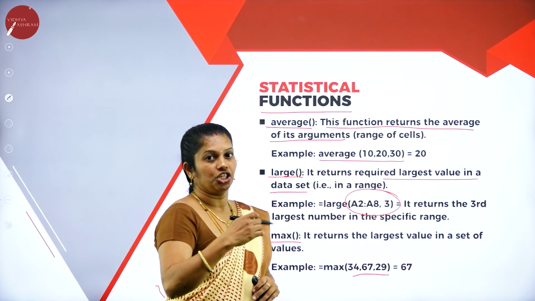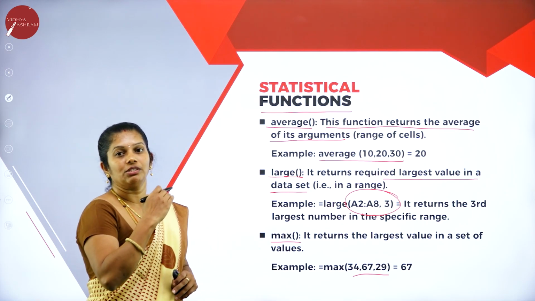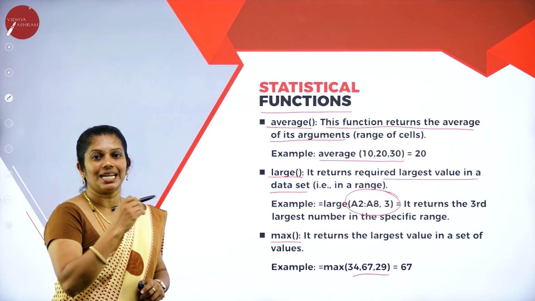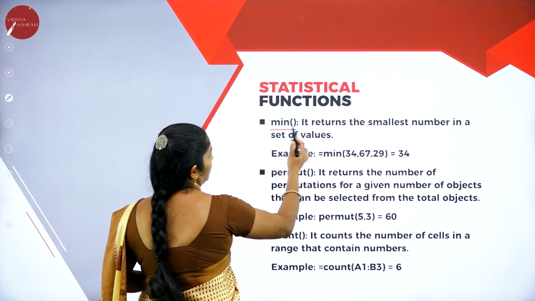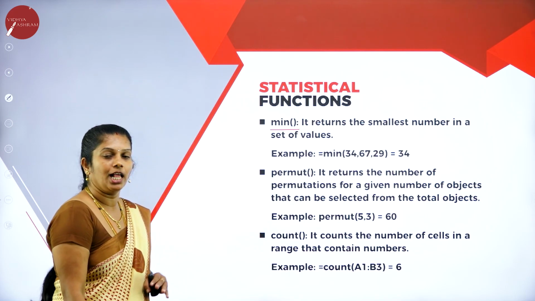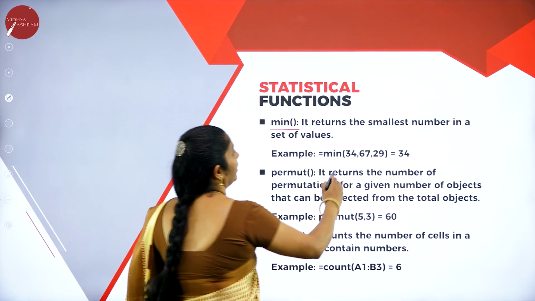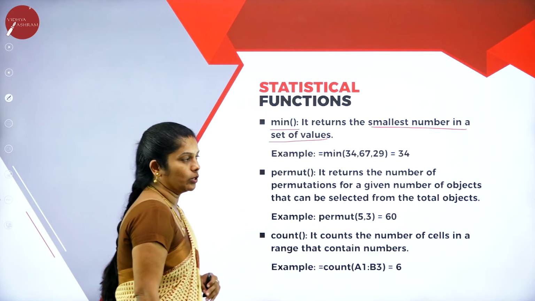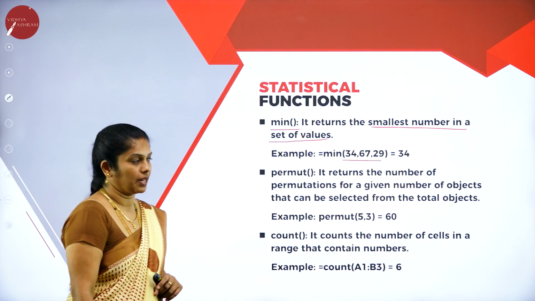In the previous session, you have studied how to find the maximum and minimum of a student marks list. There we used this max function. It's a statistical built-in function. Next, the min function. The min function helps to find the minimum value in a given set of values. It returns the smallest number in a set of values. In this list, it will display which is the smallest number.